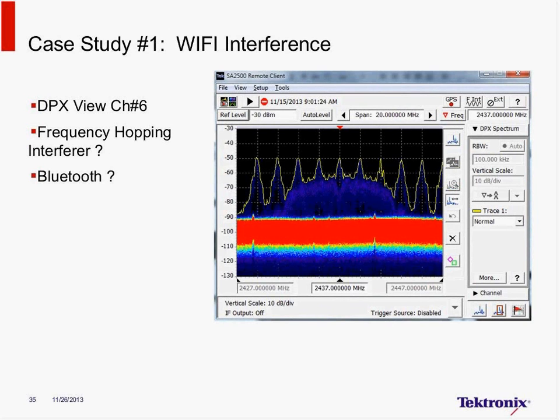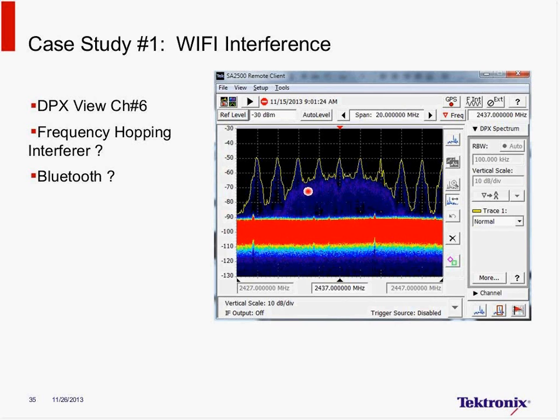Now let's look at a DPX, or a real-time view of the same channel 6. All of a sudden, we're seeing a lot more activity. So I can actually see my Wi-Fi signal here in the center, because we're centered on channel 6 from a frequency perspective, but I also see all of these other carriers over top of my signal. The question is, well, why do I see these with DPX and not with a triggered spectrum display? These signals are more than likely very, very fast. Even with a fast triggered regular spectrum display, it's still too slow to see these frequency hopping signals.